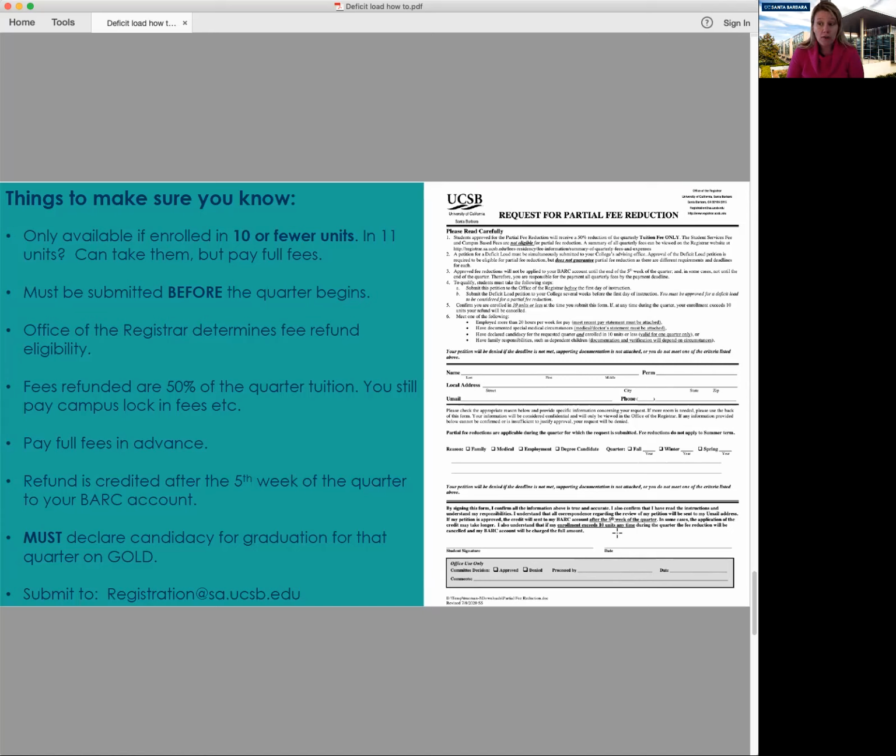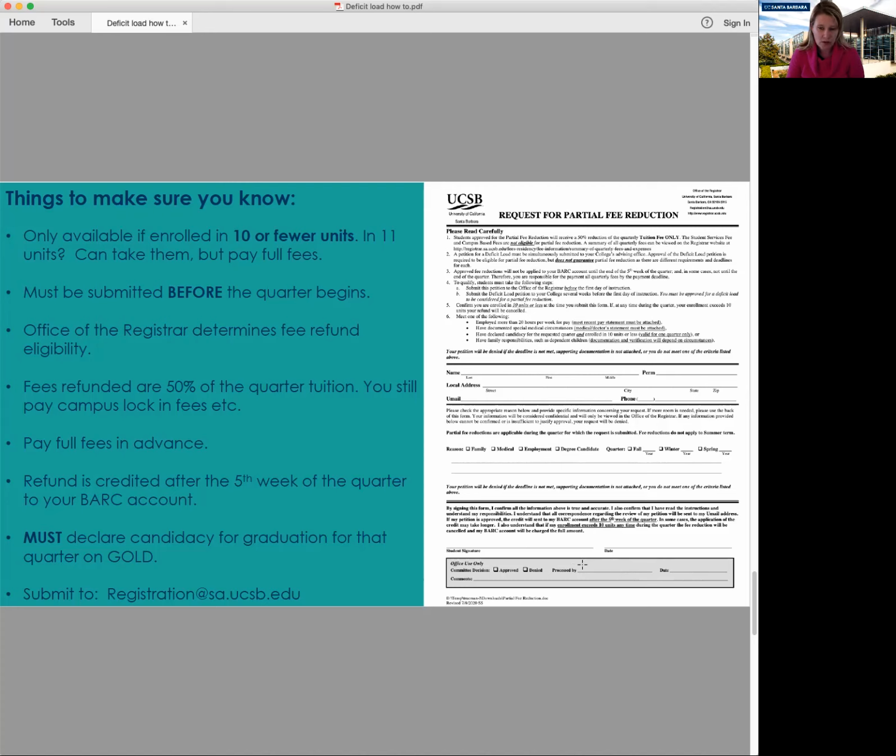Fees refunded are 50% of the quarter tuition. So if you look on the registrar's site and you see the breakdown of tuition and fees, it's the tuition that is cut in half. You still pay the rest of the fees for the quarter. Please note you do pay full fees in advance, and this is a credit back to your BARC account after the 5th week.